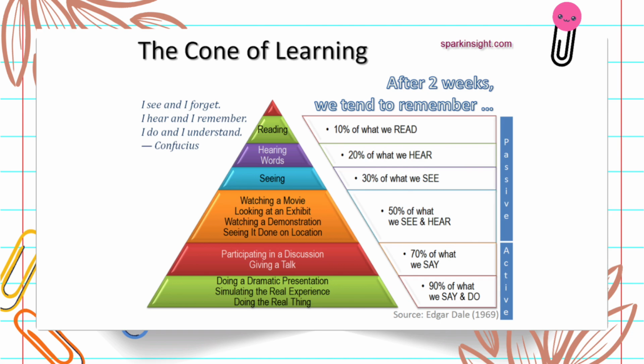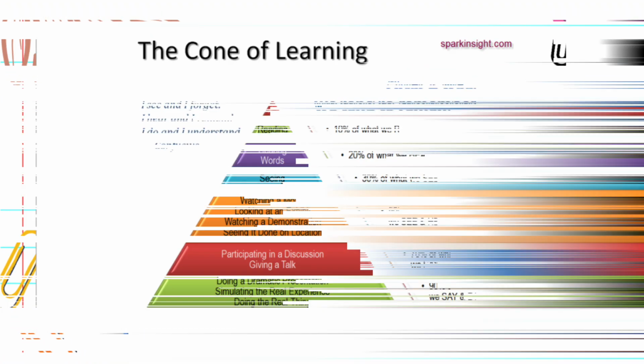This study shows that a student can learn an immense knowledge, skills, and understanding in a vast area when they're going to do some dramatic presentation, simulating the real world experience, and doing the real thing. And again, according to the cone of learning, 90% of what we say and do.